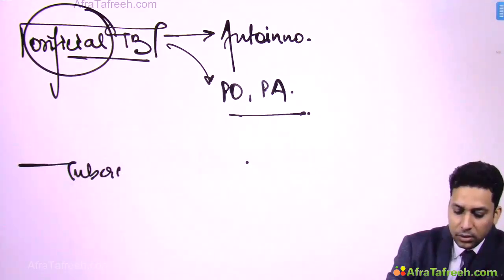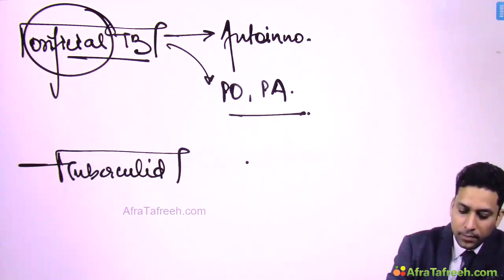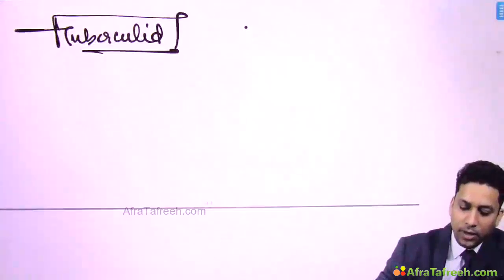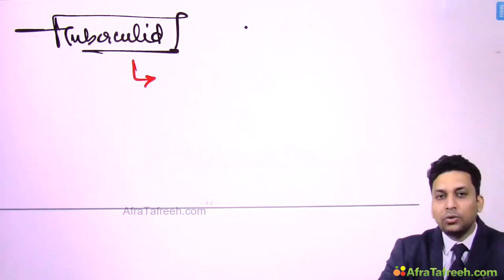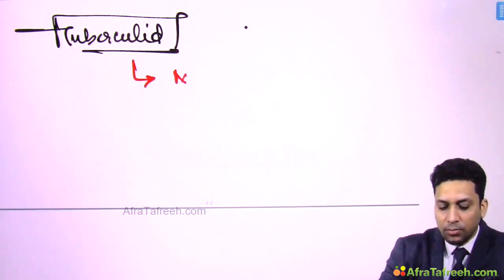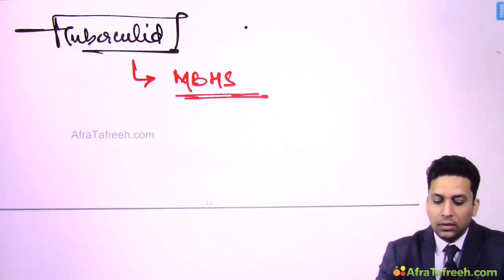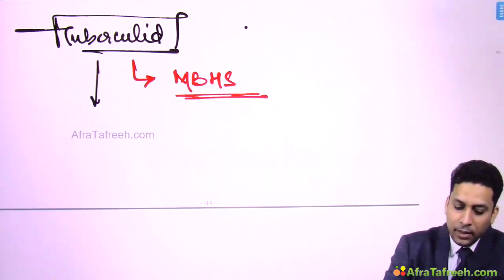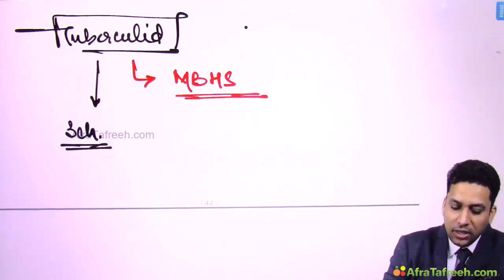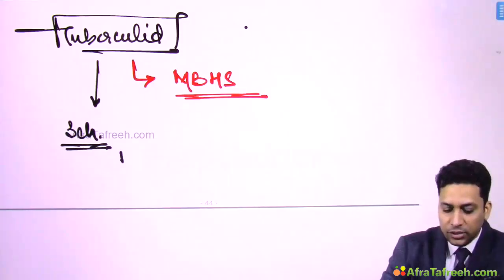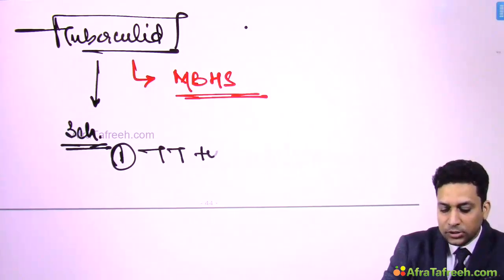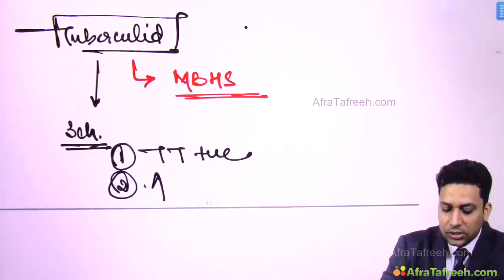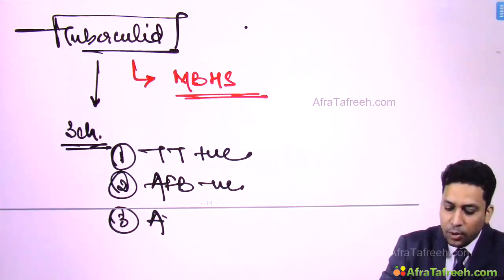Next is tuberculid. Now the important point to remember here is that tuberculid is not due to mycobacterial infection, it is due to mycobacterial hypersensitivity. Why? Because these are the three characteristics seen in all the patients suffering from tuberculid. The first one is the tuberculin test is positive. Lesions are AFB negative. And patients respond well to ATT.